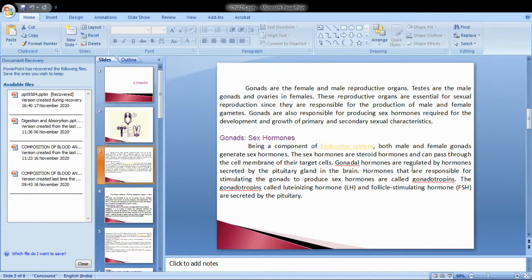Hormones that are responsible for stimulating the gonads to produce sex hormones are called gonadotropins. The gonadotropins are luteinizing hormone and follicle stimulating hormone. These are secreted by the anterior pituitary gland.